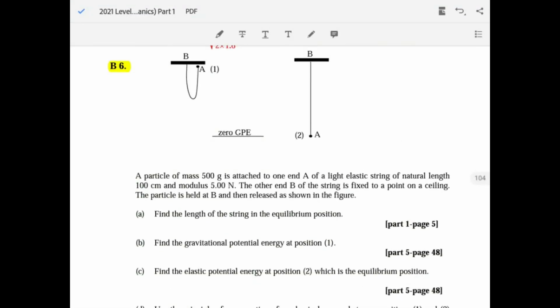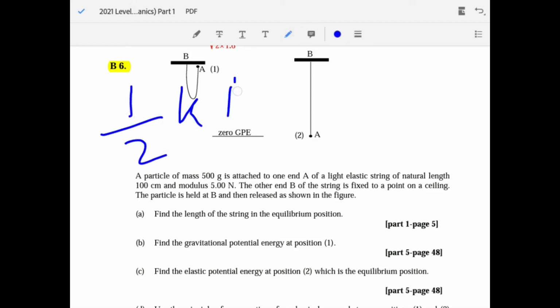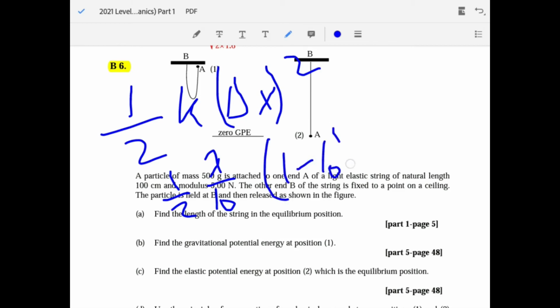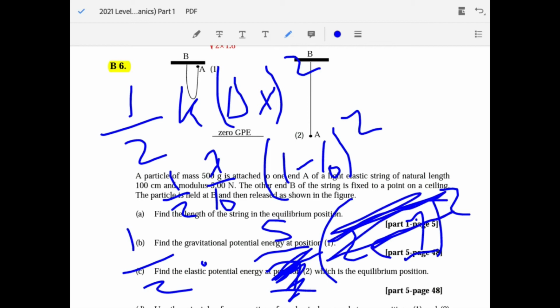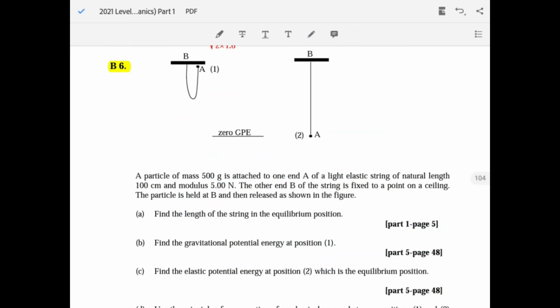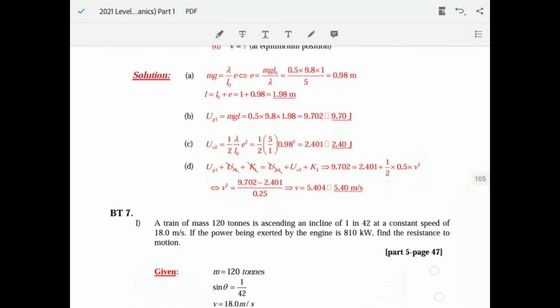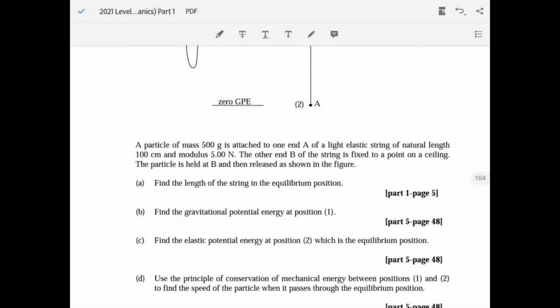Find the elastic potential energy at position 2. So elastic potential energy is half k delta x squared. k is modulus over L0, so half modulus over L0 into L minus L0 squared. So half times 5 over 1 into 2 minus 1 squared. The 1 cancels, 2 minus 1 is 1, so 1 squared is 1, so that cancels as well. So half times 5, so 5 over 2, or 2.5 joules, the elastic potential energy. There you go, the 2.4 is from 9.8 again.